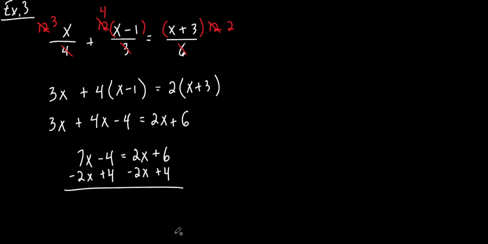So now I can put my little line. Those two canceled out. These two canceled out. Let's see what I got now. 7x minus 2x is 5x. And then 6 plus 4 is 10. Divide by 5. Divide by 5. X equals 2. And there you go.